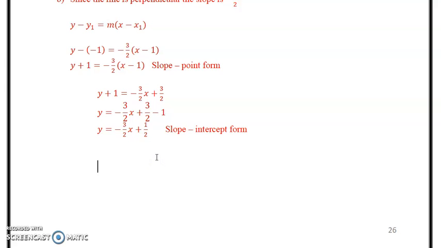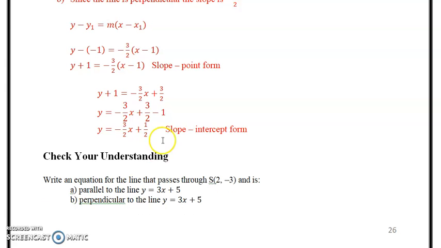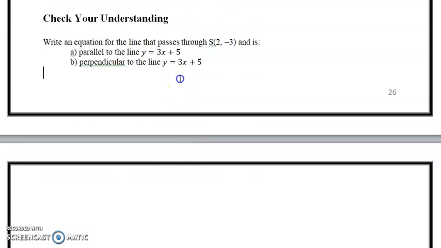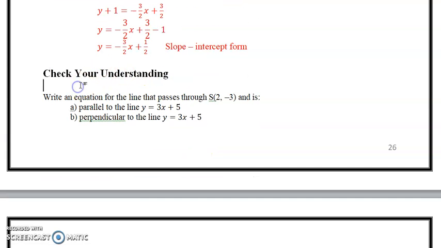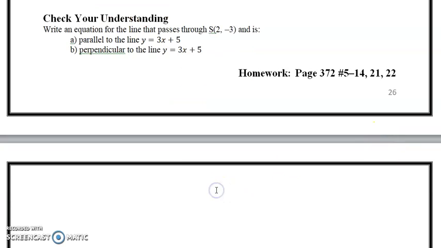There's a check your understanding that goes along with this. All right, you do the same thing that we just completed here. Okay? And then there's some homework questions as well. On page 32, numbers 5 through 14, 21, and 22. Okay? And that's it for this video.